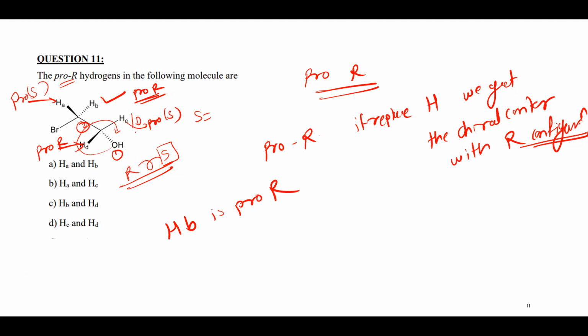Right? So HD is Pro R. So here in this one, which option is the correct one? HB and HD. So option C is the correct option. These hydrogens are the Pro R hydrogens.